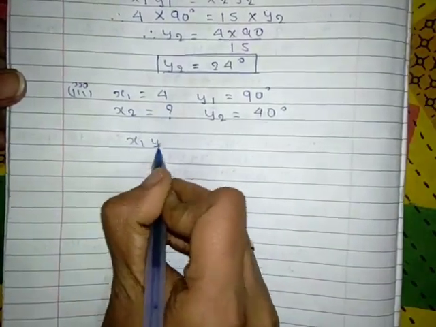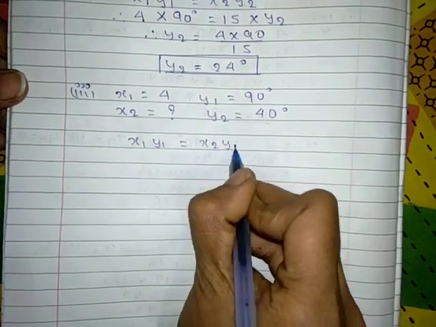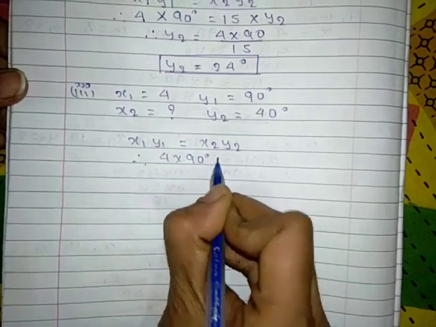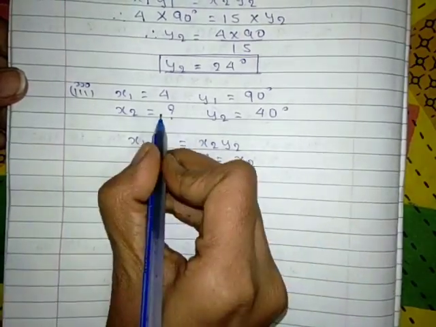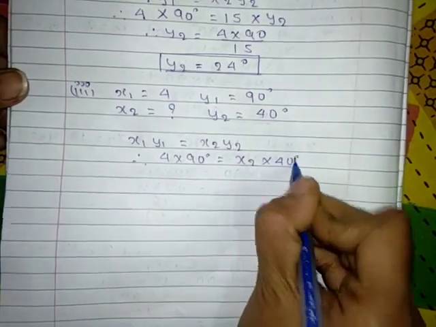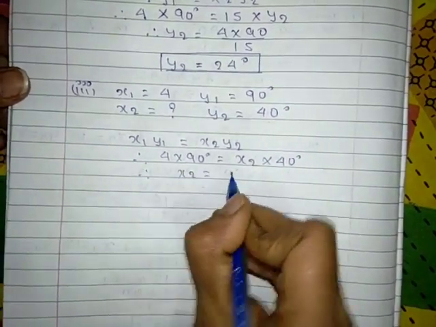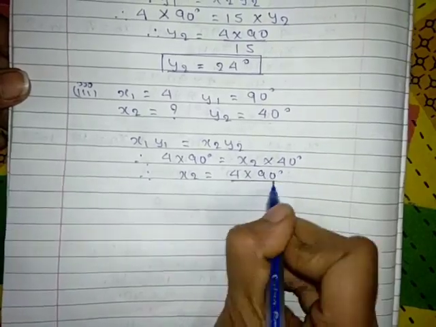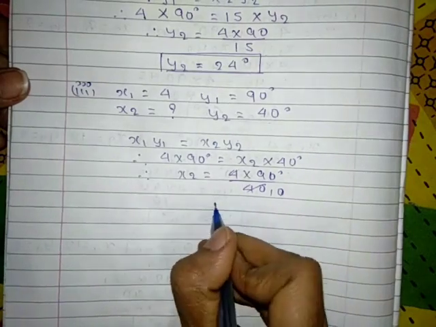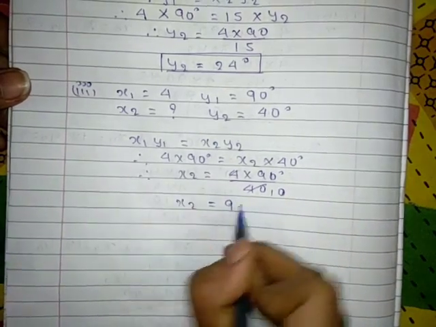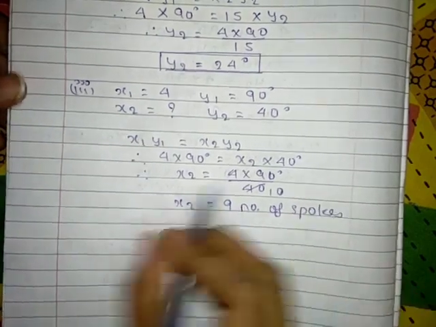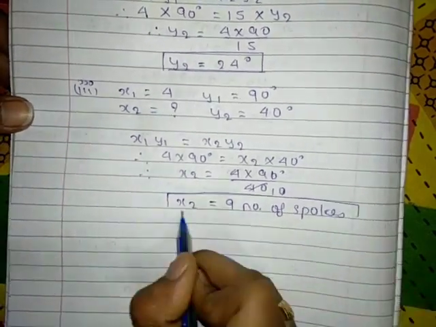So x1 y1 is equal to x2 y2, that is the formula. We will put these values into the formula, that is 4 multiplied by 90 equal to x2 we have to find out, that is the number of spokes, and the angle between the two spokes given to us is 40 degree. So therefore x2 will be equal to 4 multiplied by 90 divided by 40. 4 tens and 0 will get cancelled, so 9. So x2 is equal to 9. Nine spokes will be there when the angle between the two spokes is 40 degree.